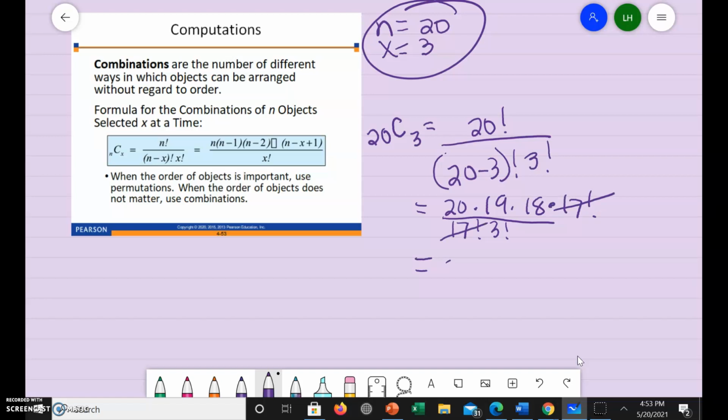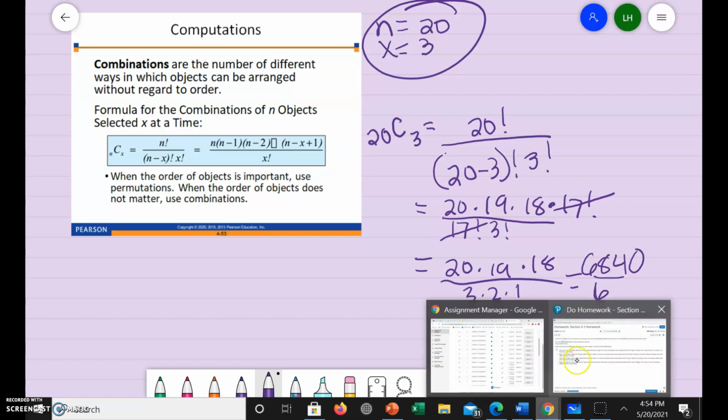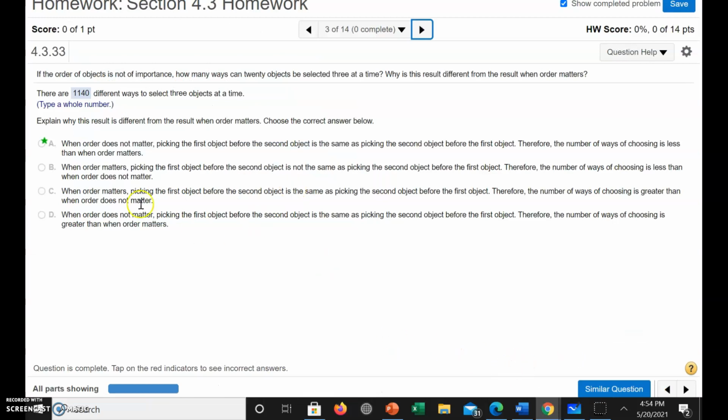So now I can do 20 times 19 times 18 over 3 times 2 times 1. And that would be 6 on the bottom. And there, you could cancel out some things, but 20 times 19 times 18 would be 6840 divided by 6. So there is 1,140 ways that we could arrange 3 objects at a time.